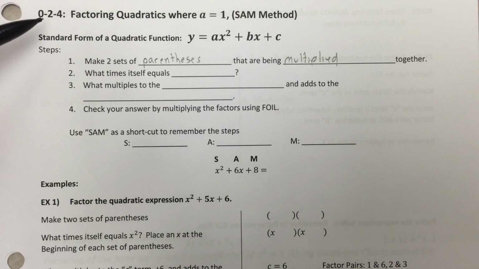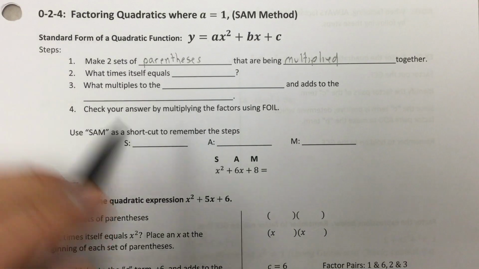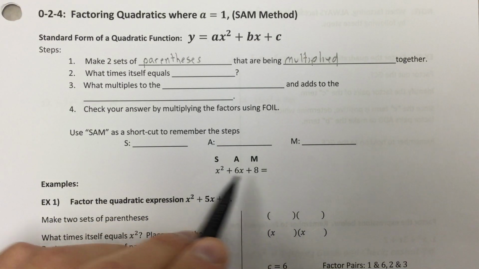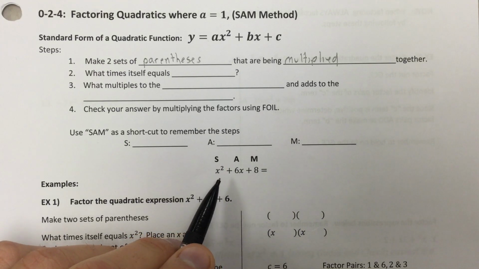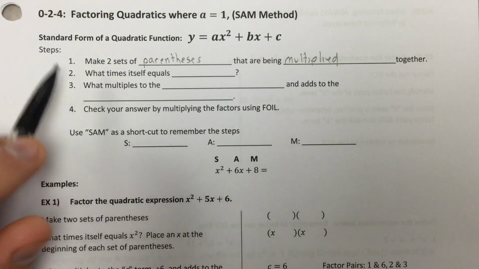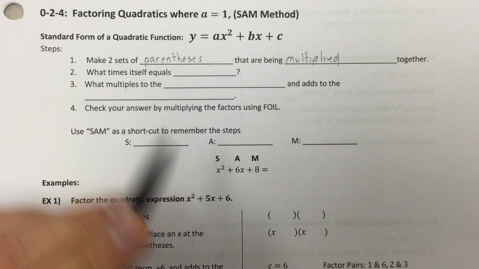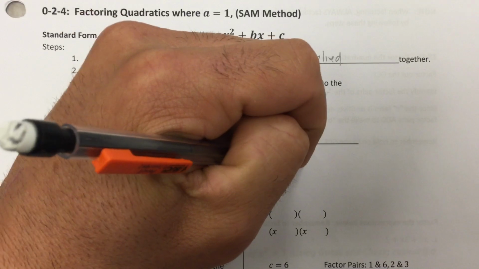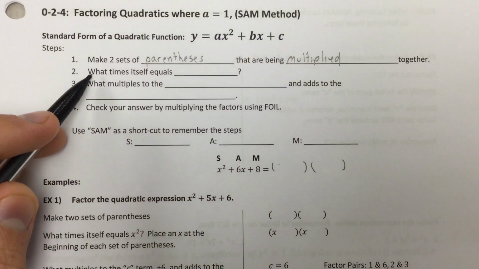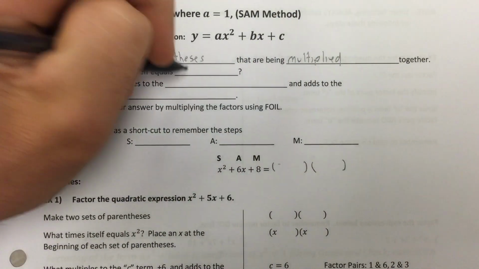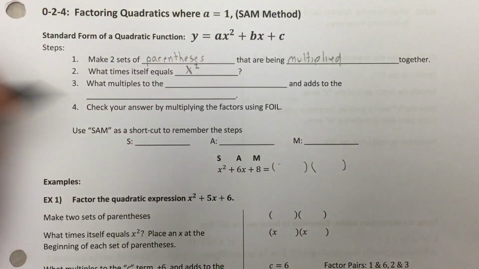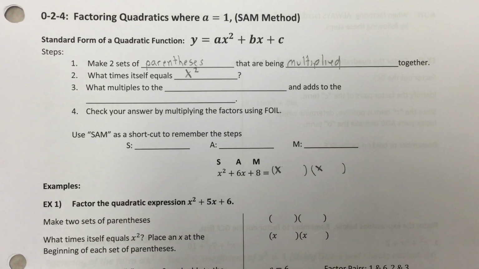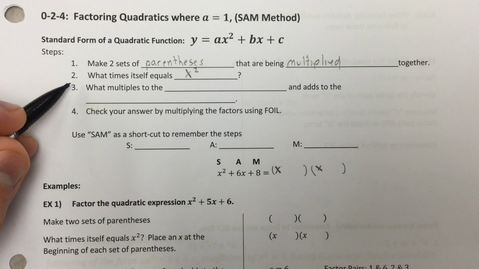And if we look at our example here, x squared plus 6x plus 8, there's no GCF. There are three terms. And there's a 1 in front. That's how I know I'm going to use this SAM. So I make two sets of parentheses. What times itself is equal to x squared is your second step. Well, that is always going to be x times x, and you put the x's in the first terms of each one.